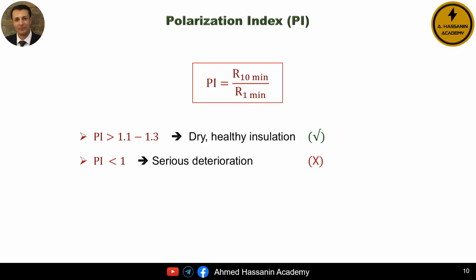We explained that the polarization index test is performed by applying a DC voltage to the insulation and then dividing the value of the insulation resistance after 10 minutes by the value of the insulation resistance after 1 minute from the application of the DC voltage. We learned that the permissible value of the polarization index, PI, must be greater than 1.1. And of course, the higher the value, the better the quality of the insulation.